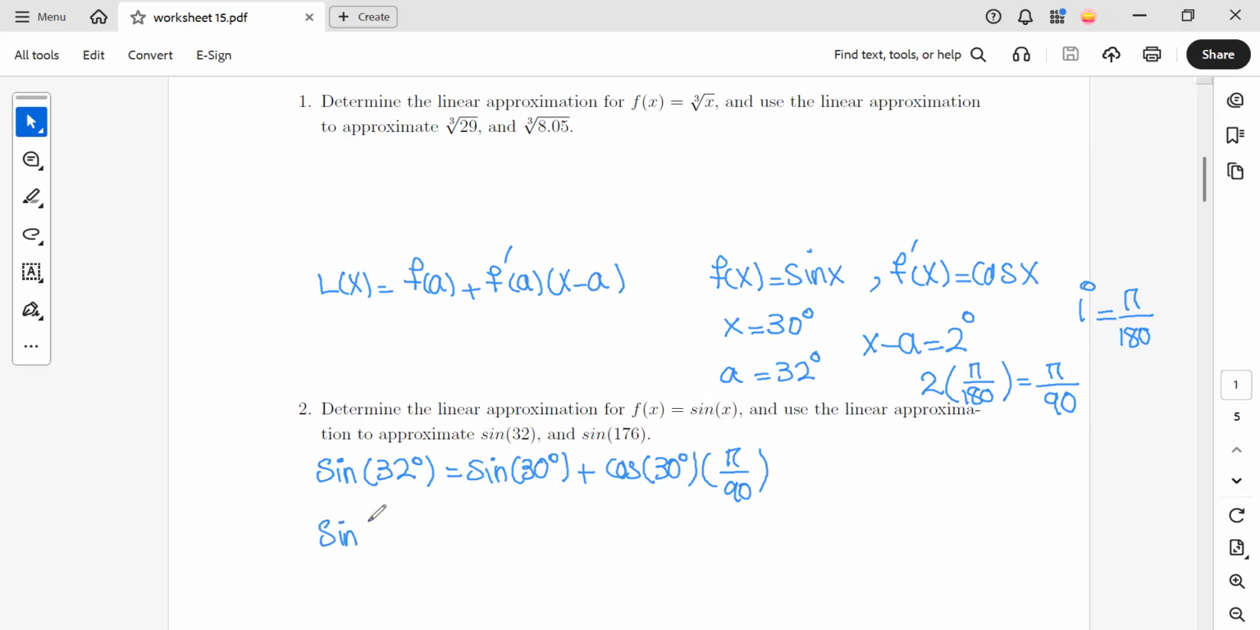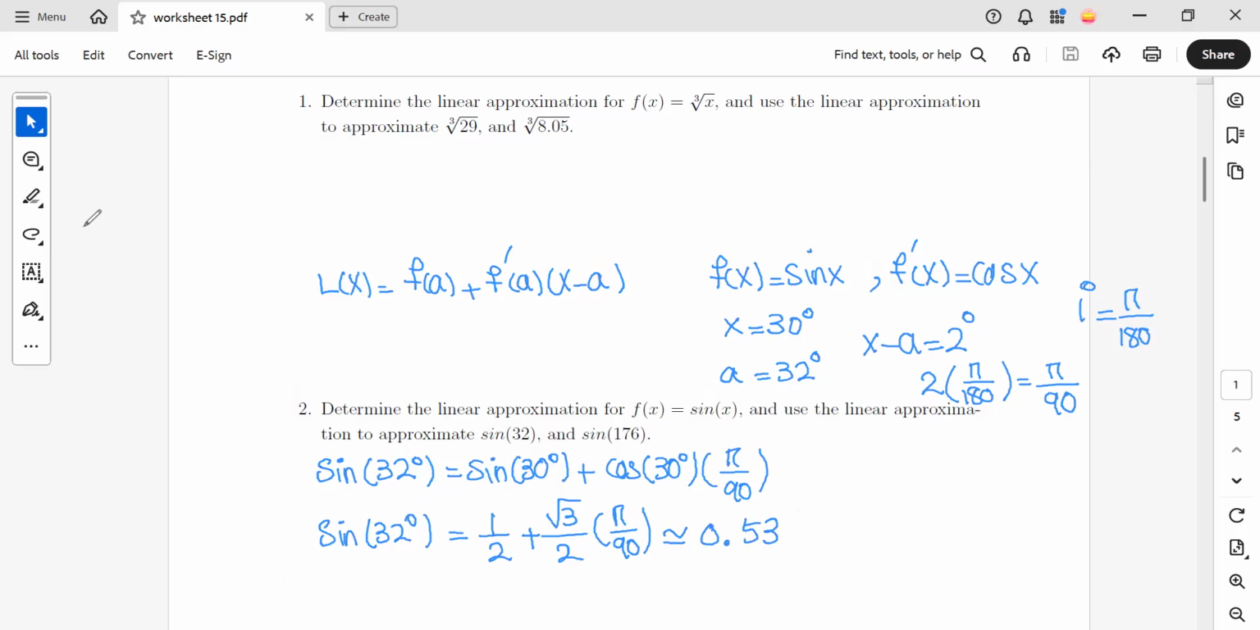So sine of 32 degrees will be sine of 30, which is 1 over 2, plus cosine of 30, which is square root of 3 over 2, times pi over 90. Using the calculator and the button pi, not something rounded like 3.14, just press pi for that. It will be approximately 0.53, which makes sense because sine of 30 is 1 over 2, which is half. So it is a little bit more than that.